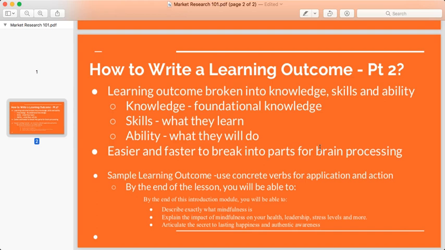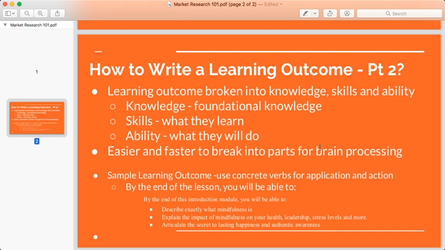So the way I like to think of it is a learning outcome is broken into 3 parts. We have the knowledge, we have the skills, and then we have the ability. And this is great because when we break it out into these 3 parts, it's easier and faster for our brains to comprehend. And it's also easier when we're writing the learning outcome rather than trying to write it from just throwing a whole sentence together. We break it into parts.